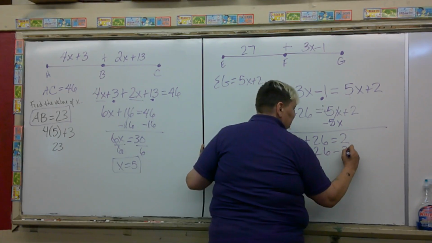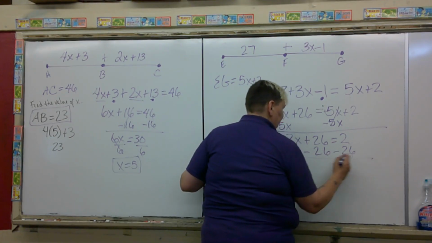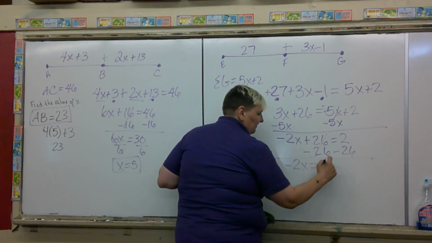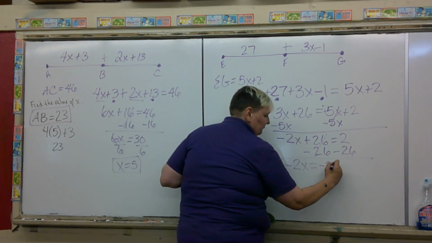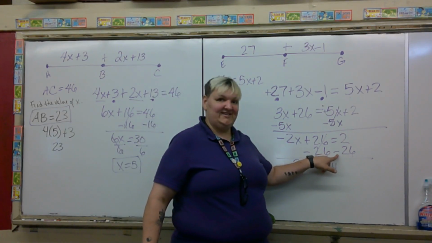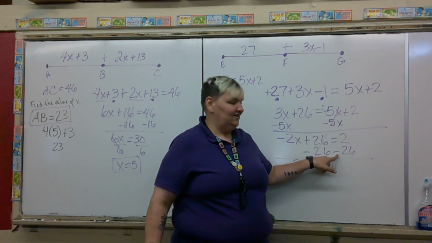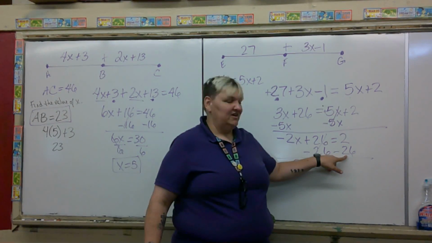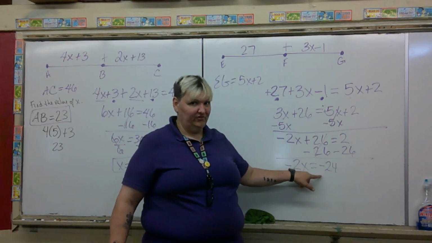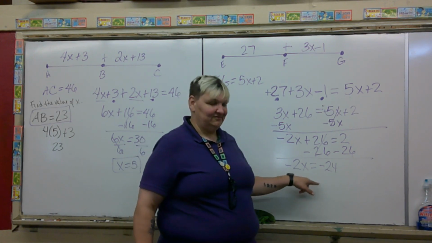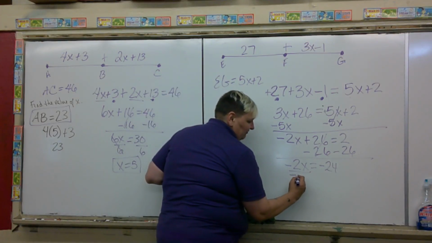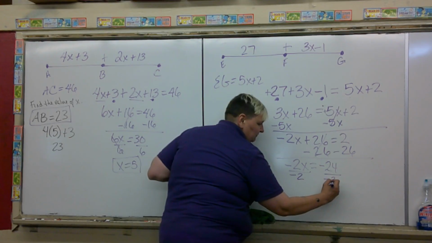We're going to take away 26. We're left with negative 2x equals negative 24. If you owe $26, it's debt. It's a negative, it's debt. If you owe $26 and you pay $2, you still owe $24. Debt. Right? We have negative 2 times x, so we're going to divide by negative 2.